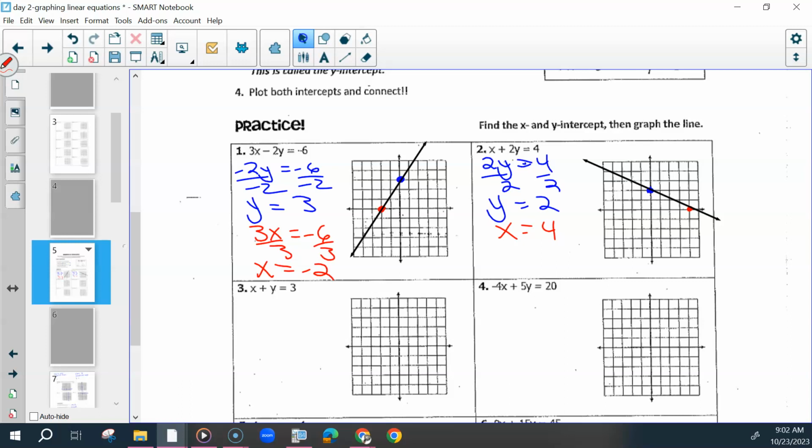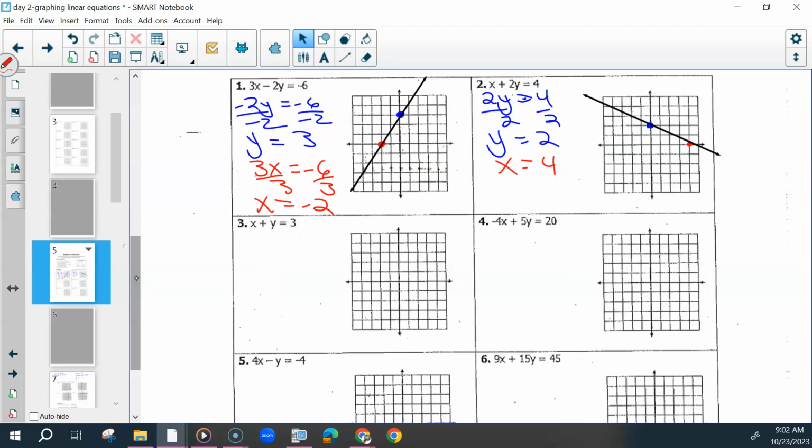Questions on how to solve this by graphing? Look at numbers 3 through 6, 7 through 10 on the back. Find any questions you want to see, go over, or have questions about.